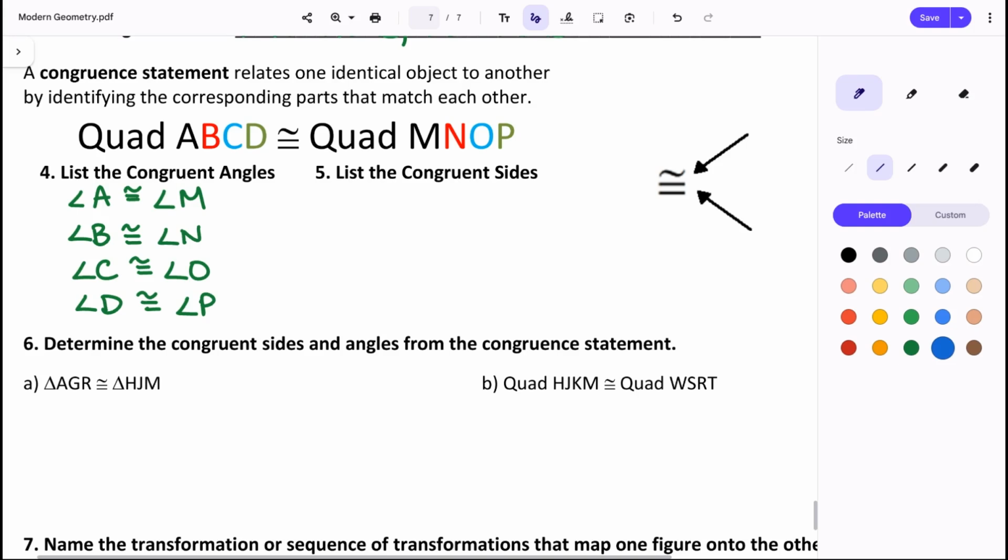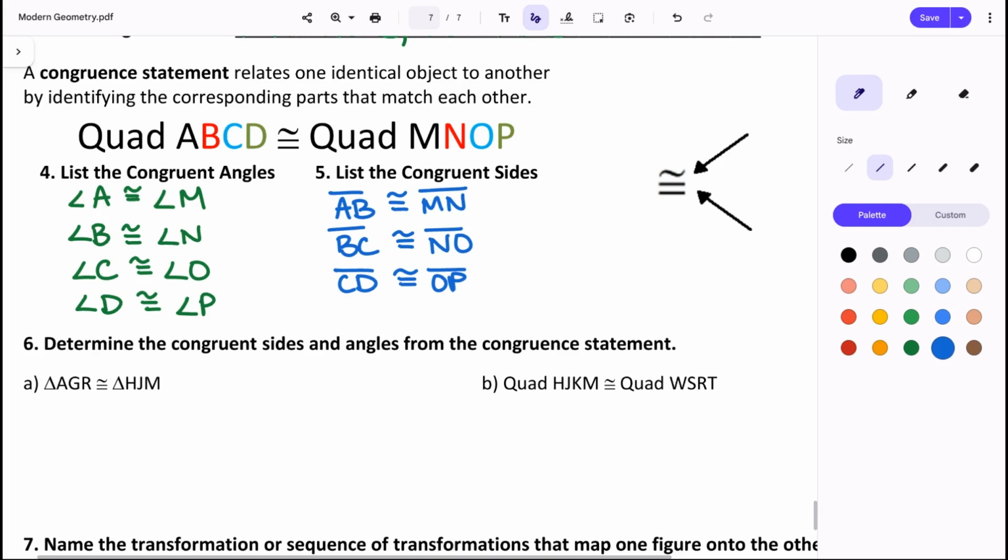So AB would be one of them. And that could match up with MN. Because A and B are the first two letters, M and N are the first two letters, so they need to go together. What about BC? What does that match up with? Good. NO. What would be the next side you could write down? CD and OP. Good. CD is congruent to OP. And there's one more side.